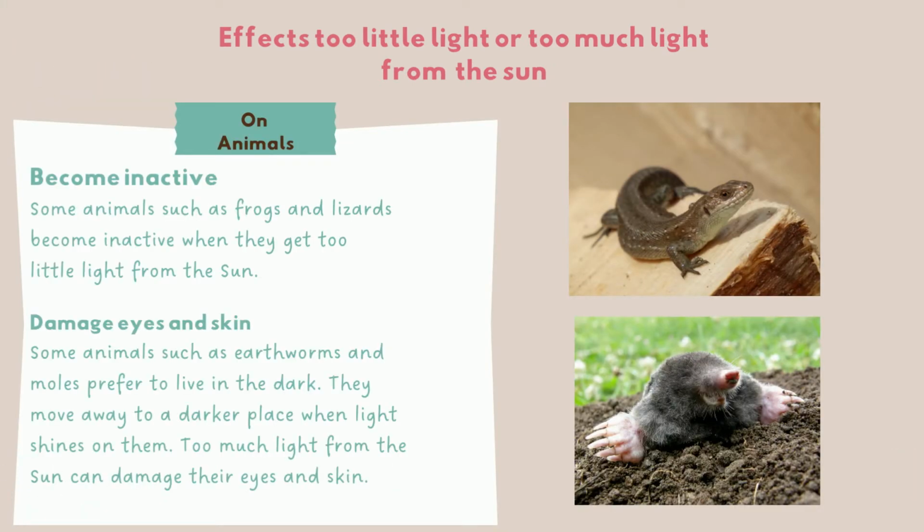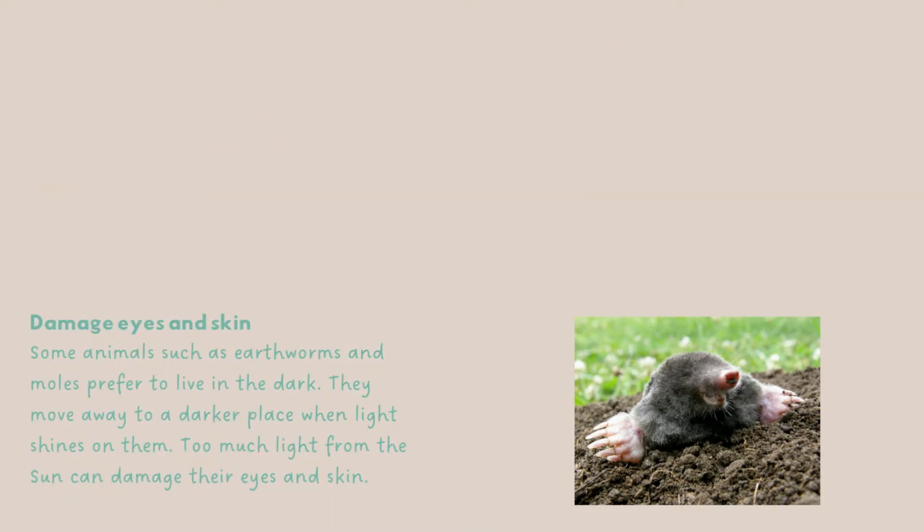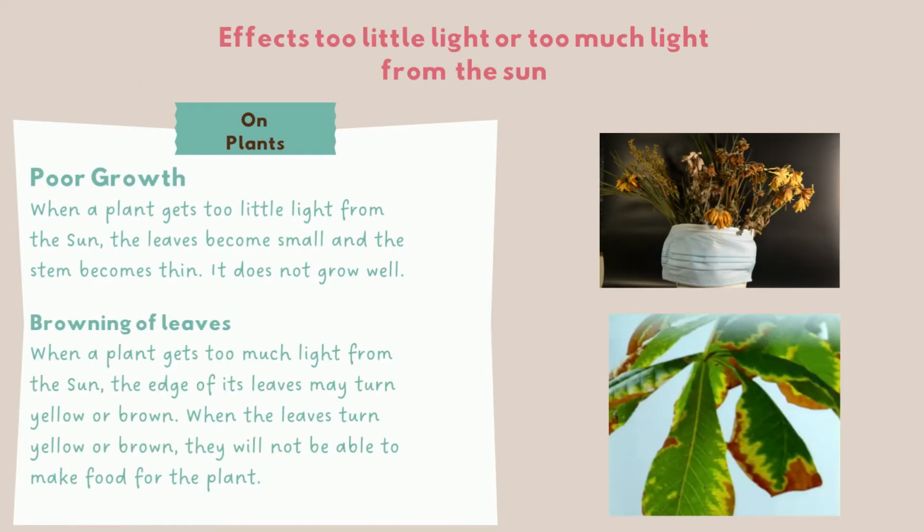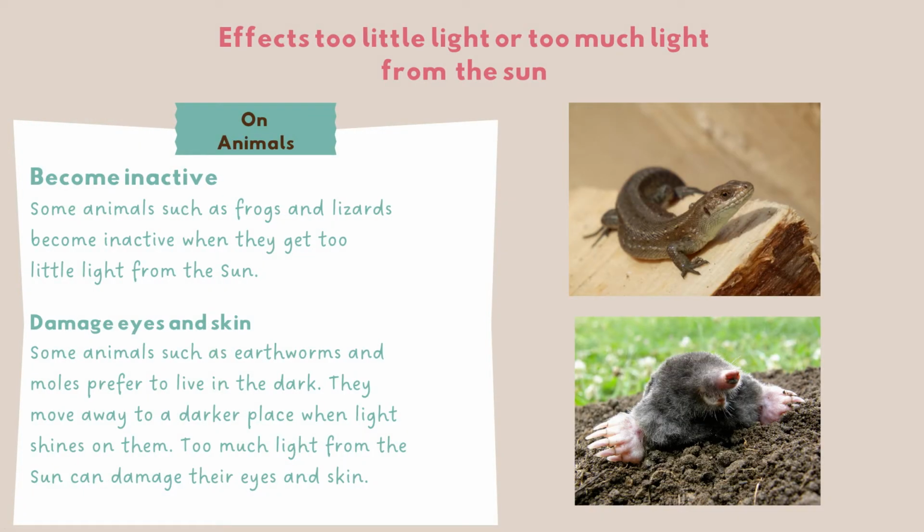Some animals, such as earthworms and moles, prefer to live in the dark. They move away to a darker place when light shines on them. Too much light from the sun can damage their eyes and skin. So you can see the mole right here is digging a hole to hide from the sun.